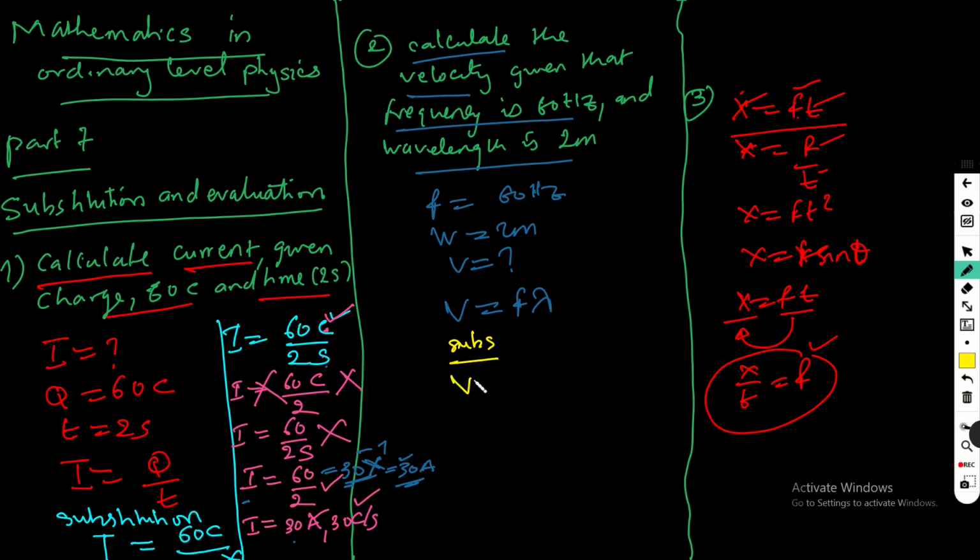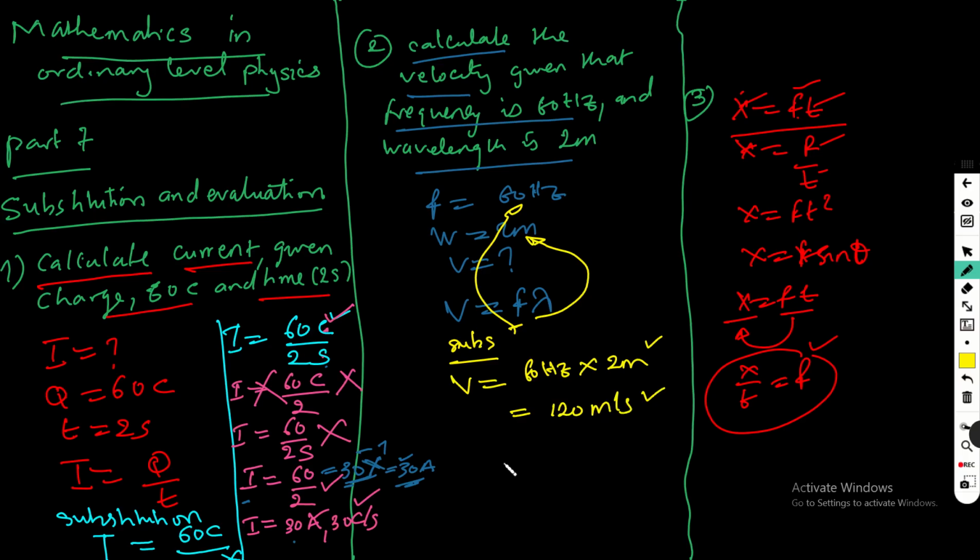Whenever you see F, you put 60. Whenever you see lambda, you put this. So you have 60 Hertz times 2 meters, which is correct. You have now 120 meters per second. I have your mark.